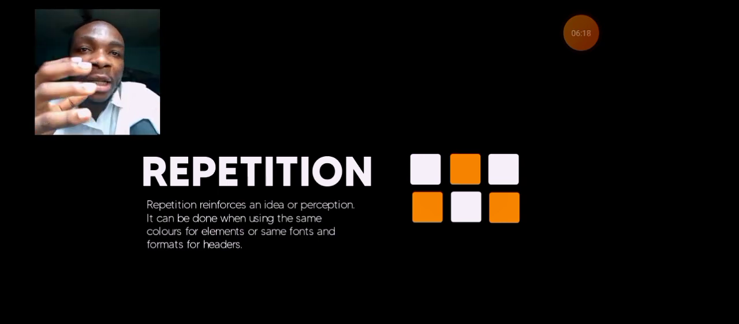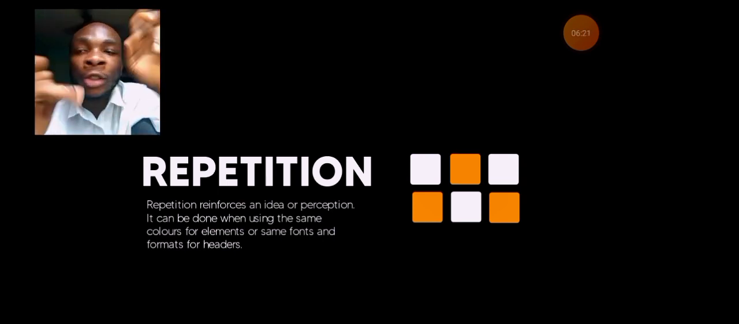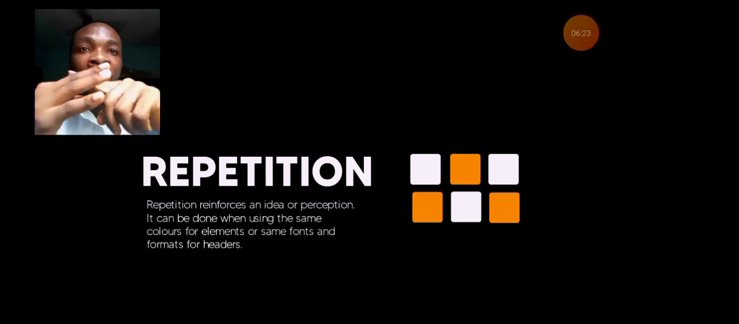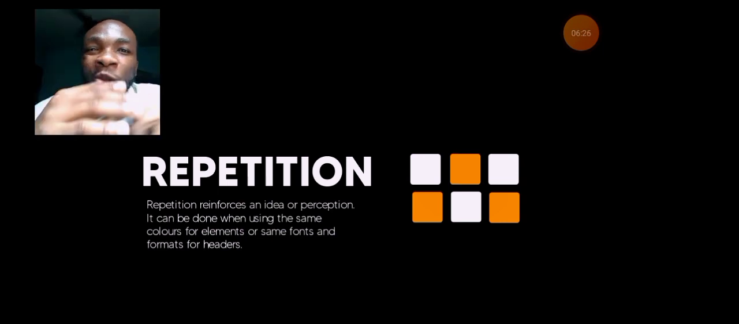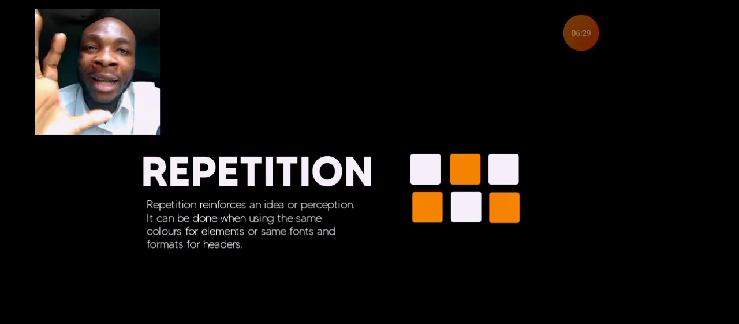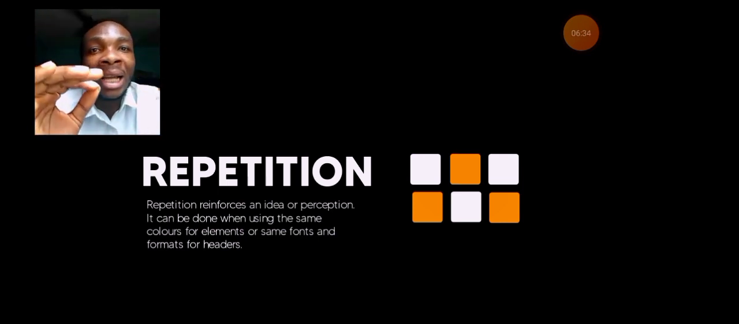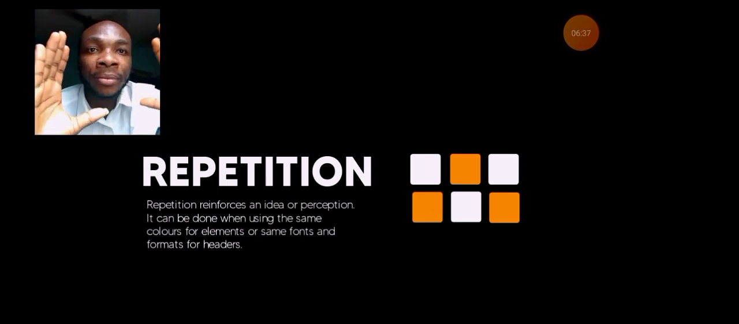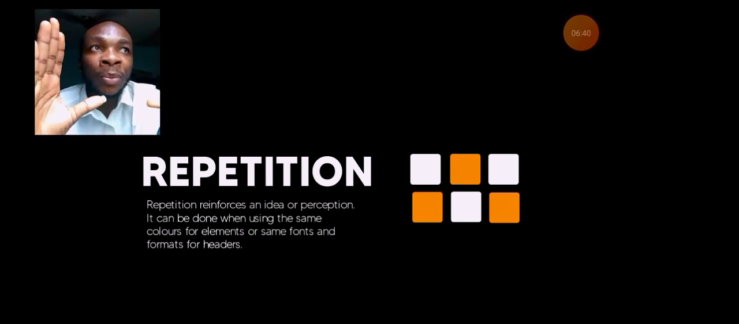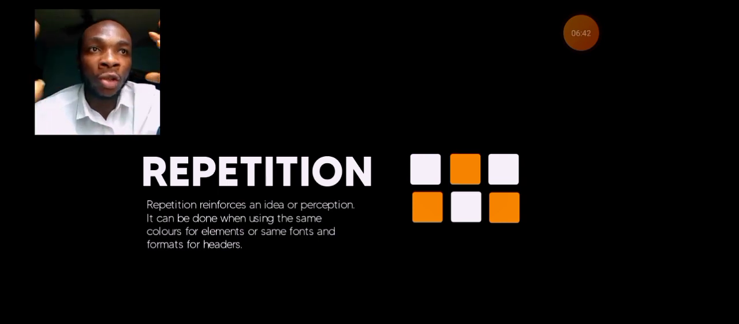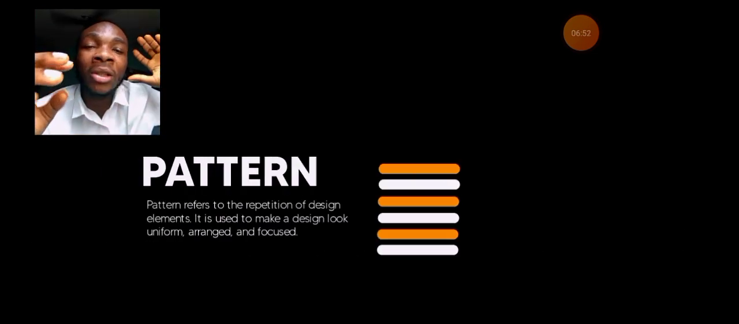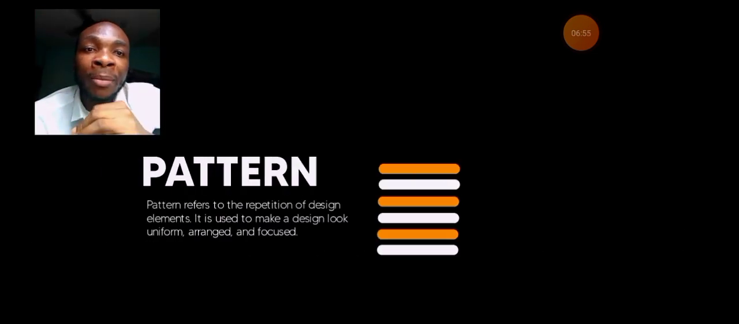So if you are designing, you cannot use a particular font type, use another font type again, use another font type, use multiple font types. It will make your design disorganized and not balanced. So you need to be able to use similar elements to make sure that your design points to a direction and does not disorganize the mind of the audience or whoever is looking at that design. So that's why repetition is actually very important. Now the next principle I'll be talking about is called pattern.